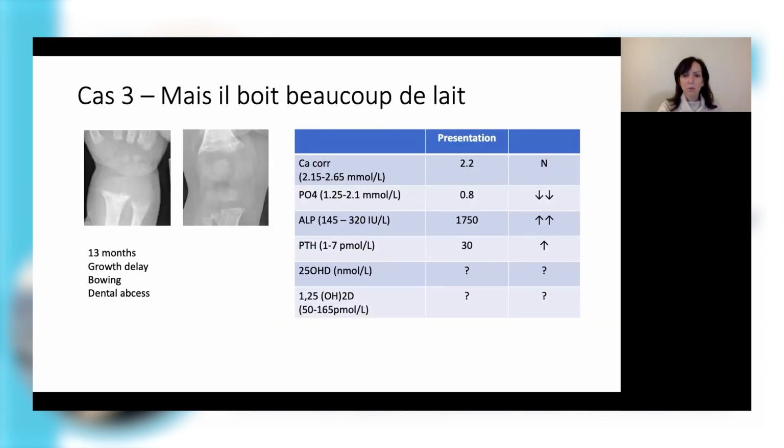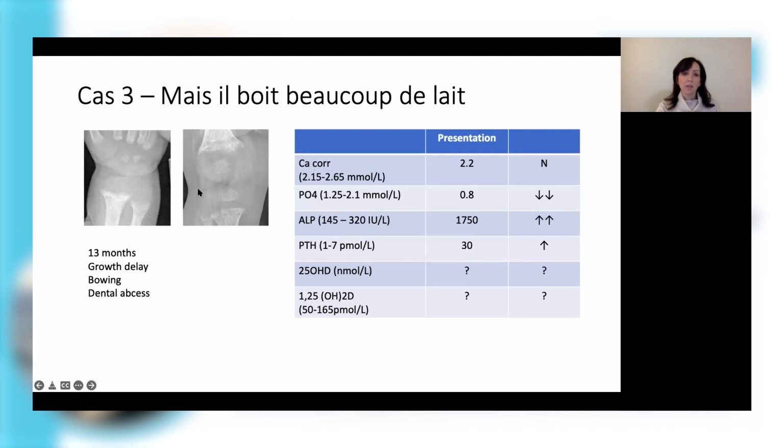Okay, case number 3. Also about 12, 13 months, growth delay, bowing. The other thing that this child has, though, that the others didn't, is some swelling in his teeth, which you feel might be dental abscesses. He doesn't have fever, doesn't seem really hot or infected, but there's definitely swelling that you see in the gums.